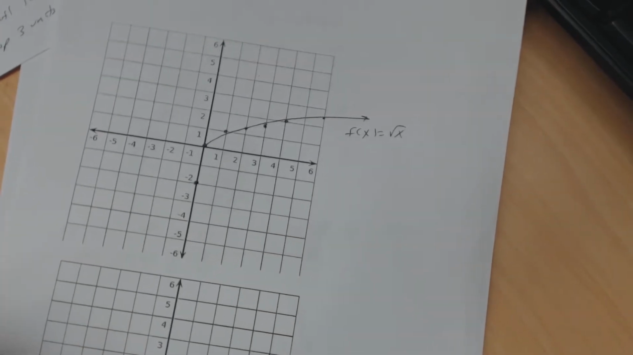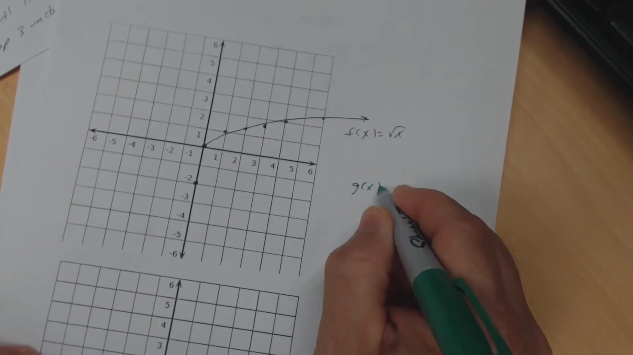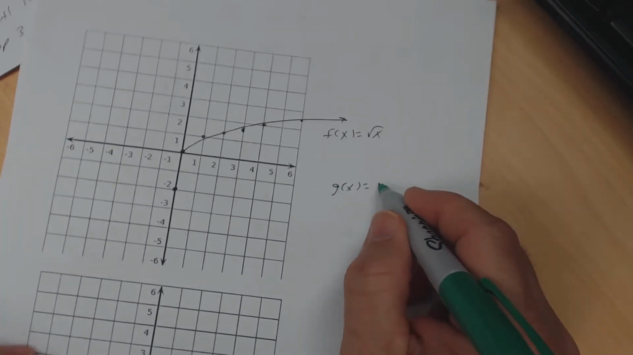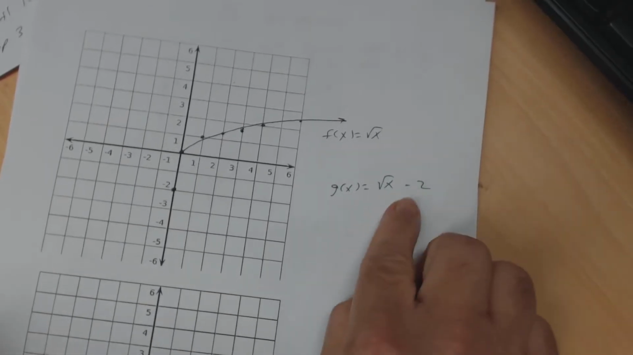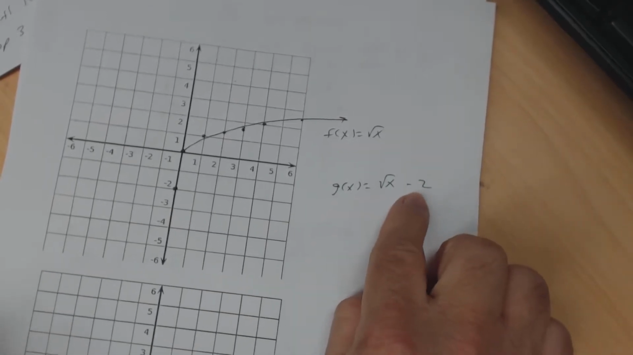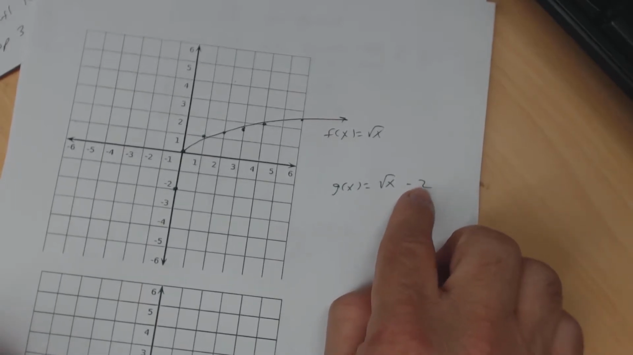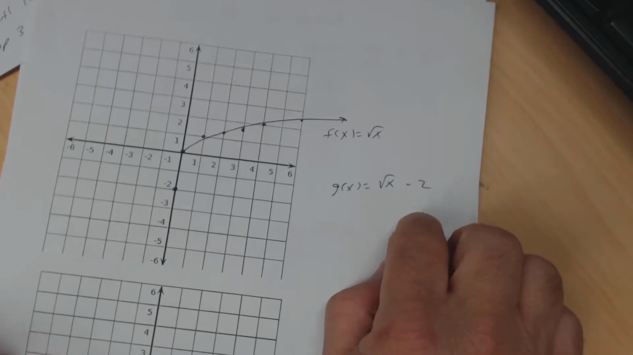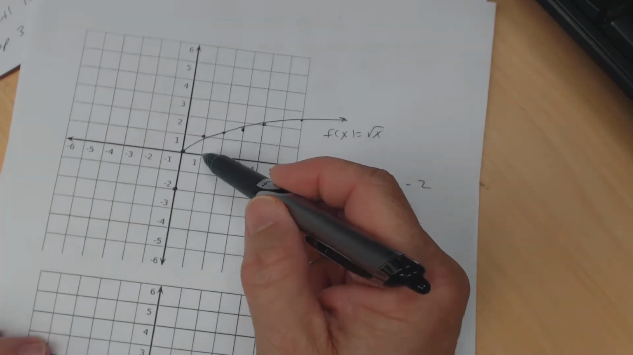So keep in mind what you're graphing. What you're graphing is g of x. Go ahead and write it here. So you're graphing g of x equals the square root of x minus 2. So if the number's on the outside, if c is on the outside, if the constant's on the outside, you're gonna do a vertical translation. So you bring this down 2 units.